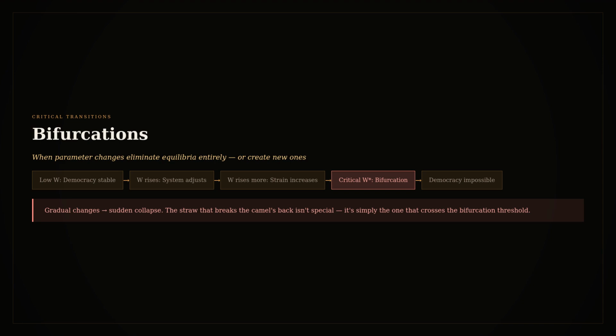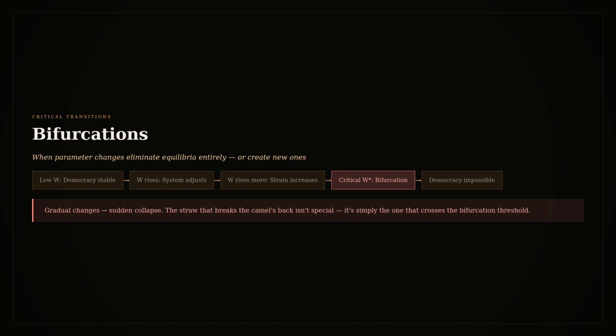Sometimes changing a parameter doesn't just move an equilibrium. It eliminates equilibria entirely or creates new ones. These critical transitions are called bifurcations. Consider what happens as wealth concentration W increases slowly. At low W, a stable democratic equilibrium exists. Conflict is manageable. Norms hold. The system maintains itself. As W rises, the equilibrium shifts.